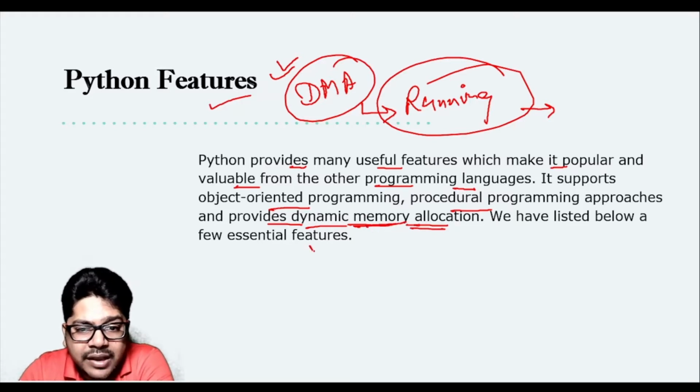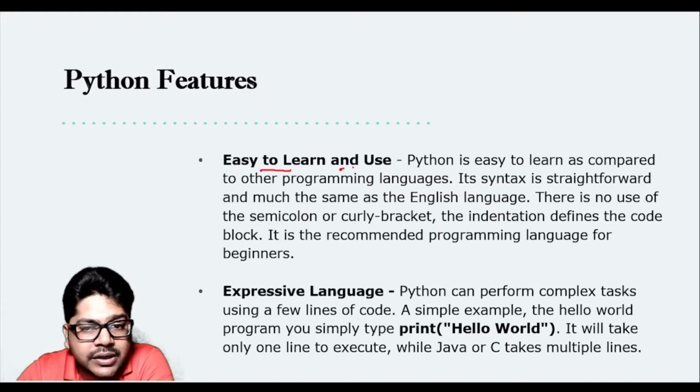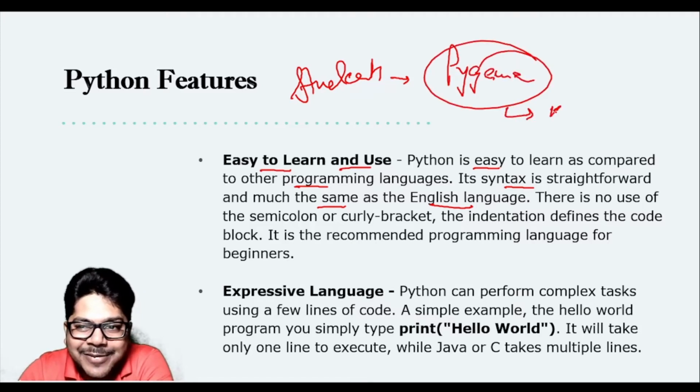So we have listed a few essential features of Python, so let us have a look at each one of them. Easy to learn and use. We already pointed that out. Python is easy to learn as compared to other programming languages. Its syntax is straightforward and much the same as the English language. That is the reason students enjoy Python a lot. At the same time, Python has a lot of libraries like Pygame, where they can make games. So all the kids enjoy Python a lot.